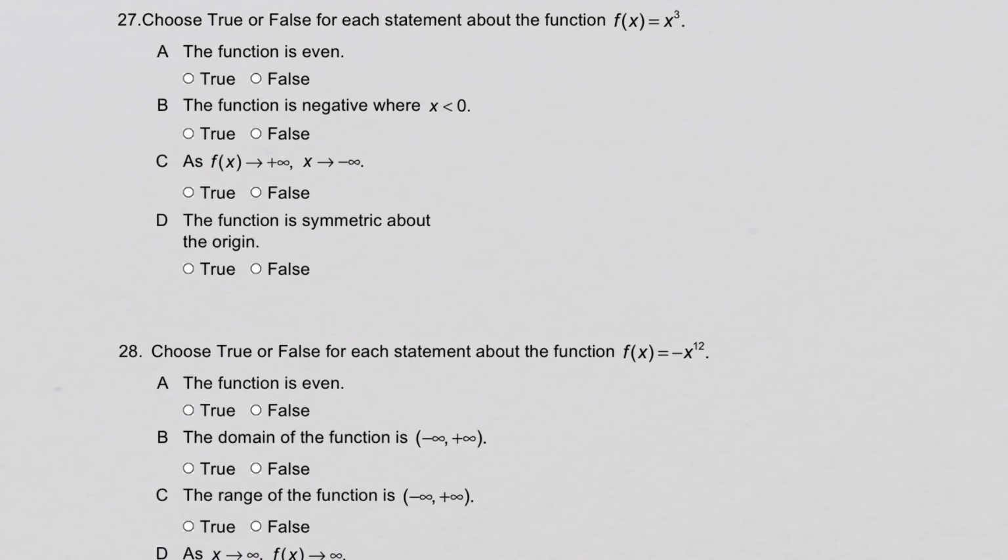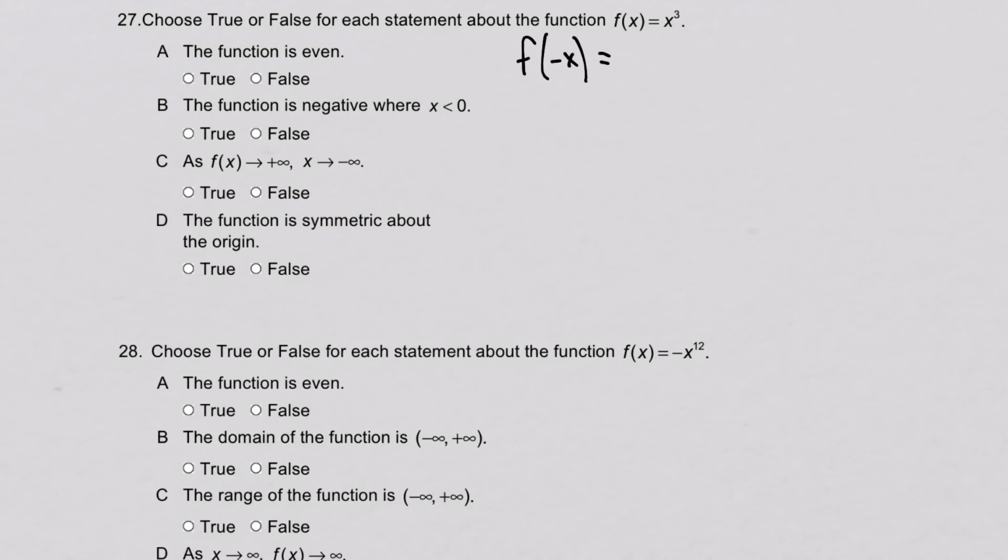Okay, number 27, choose true or false for each statement about this function, f of x equals x cubed. Let's go one by one and figure out if they're true or false. Okay, part A, the function is even. How can we tell that the function is even? You can either tell by graphing it, see if it's symmetrical, or what we can do is plug in negative x in for x. Remember, if you're checking for a function to be even, what you're going to do is replace the x with negative x and see what you get.